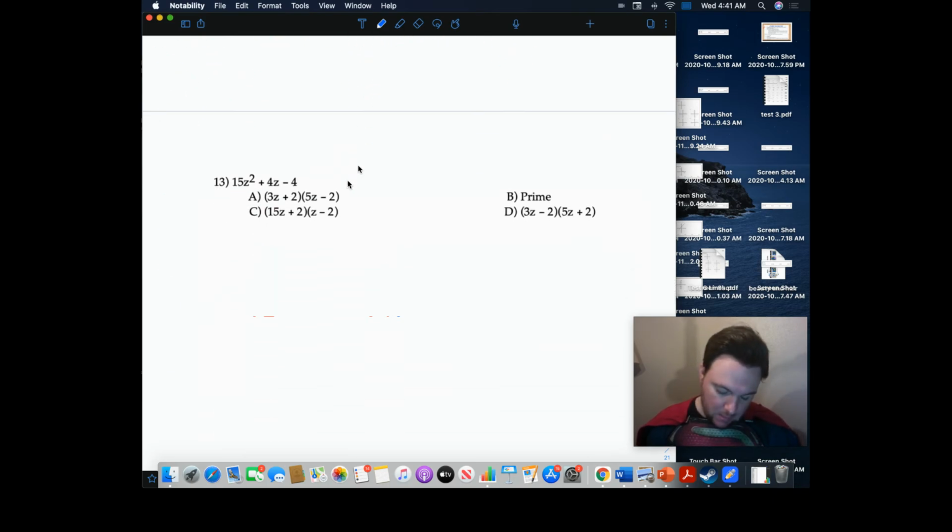Okay. 13. So more of the same. Notice 15, 4, and 4. You for sure can't take anything out of that. You can't factor out a common term. So let's write that out. So 15z squared plus 4z minus 4.